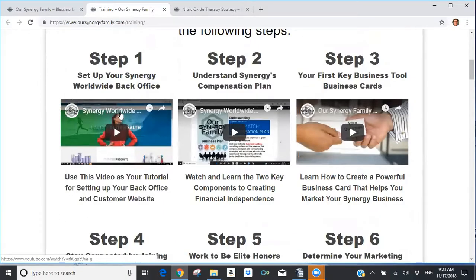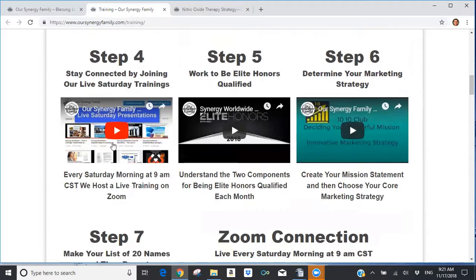Again, set up the back office, understand the compensation plan, especially elite rebates and mega matches, get their business cards, help them understand the importance of connecting on Saturday mornings. And if they don't connect on Saturday mornings, making sure that I get their name and email address so that we can send them an email newsletter on Tuesdays that has a recording of today's presentation.